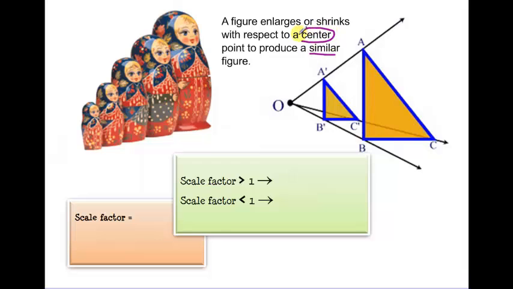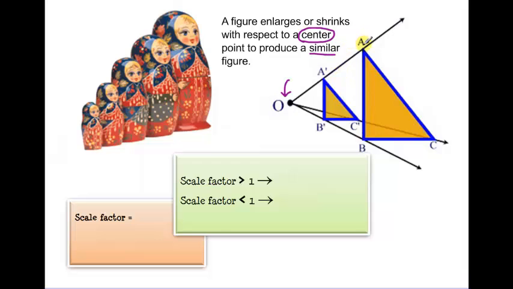A center point in a dilation is very different from a center point in, say, a rotation or on a circle. Center point is like right here, and it's the point where everything is coming back towards that center point, or it's being radiated out. It just depends on if we're getting bigger or smaller.